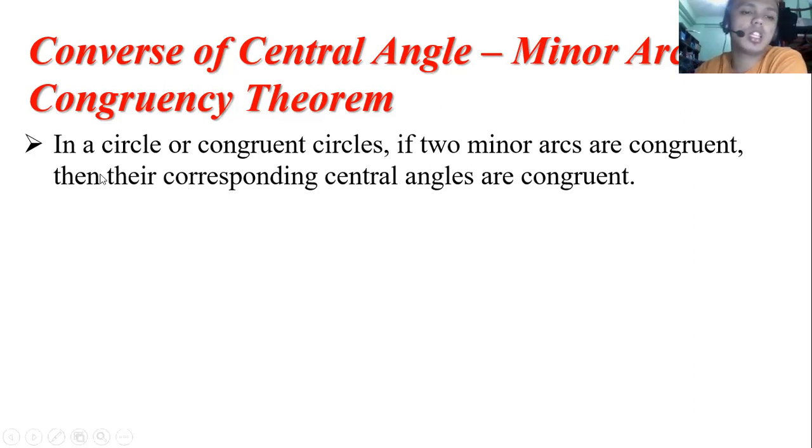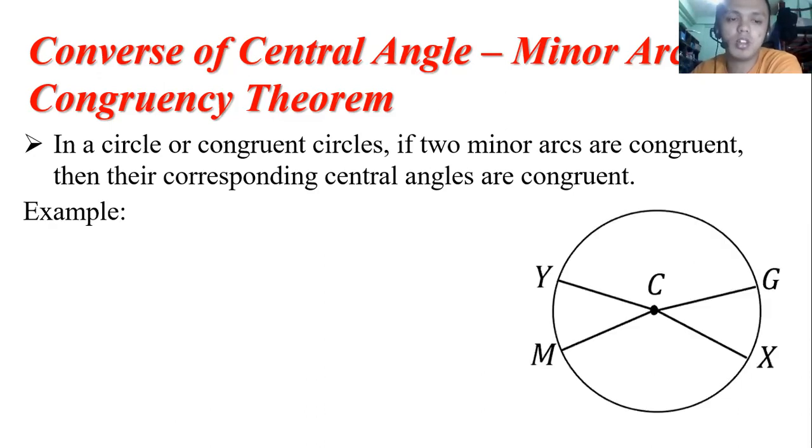Here, in a circle or congruent circles, if two minor arcs naman daw are congruent, then their corresponding central angles are also congruent. Kung dun sa unang theorem, kapag central angles are congruent, followed by minor arcs are congruent. This time naman, kung yung minor arcs nila are congruent, it will follow that their central angles are also congruent.